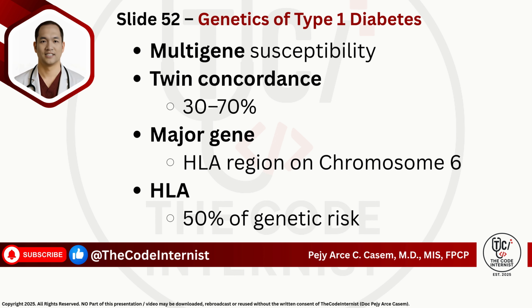Type 1 diabetes is strongly influenced by genetics, but not entirely. Even identical twins only both develop the disease 30 to 70% of the time, which means other non-genetic factors are also involved. The biggest genetic contributor is the HLA region on chromosome 6, which helps start immune responses. Variants here account for half of the inherited risk for type 1 DM.